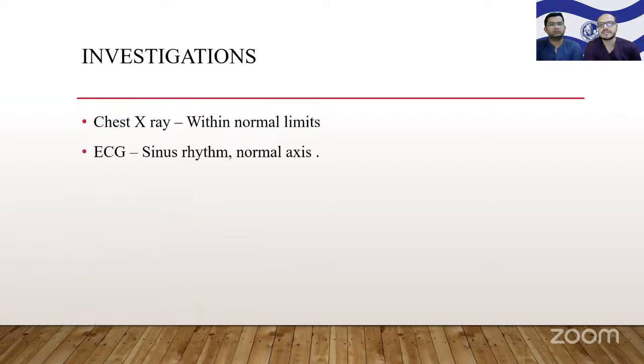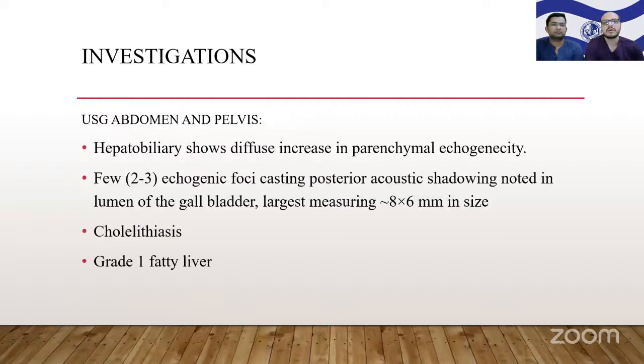Investigations, the chest X-ray was within normal limits, and a 12-lead ECG showed normal sinus rhythm with normal axis. Ultrasound of the abdomen and pelvis, the hepatobiliary showed diffuse increase in parenchymal echogenicity. There were few, that is 2 to 3 echogenic foci, casting posterior acoustic shadowing noted in the lumen of the gallbladder, the largest measuring approximately 8 by 6 millimeters in size, cholelithiasis, and grade 1 fatty liver.